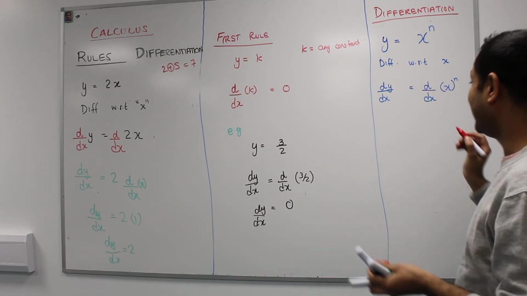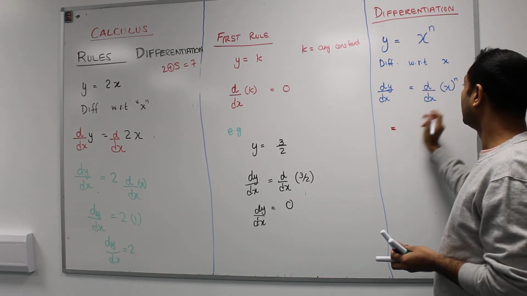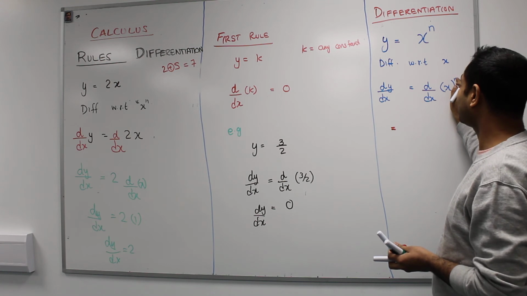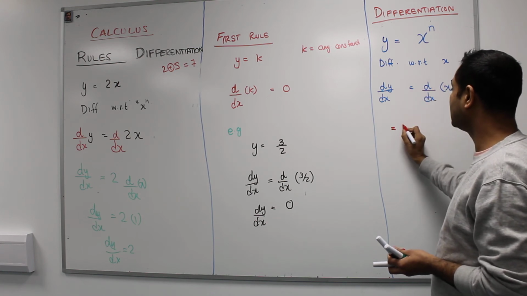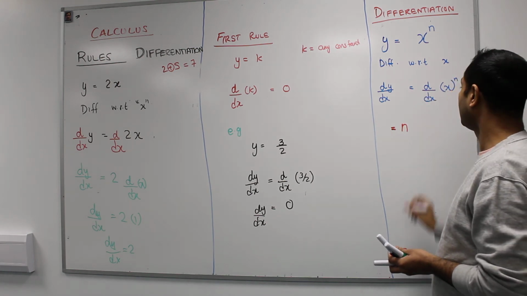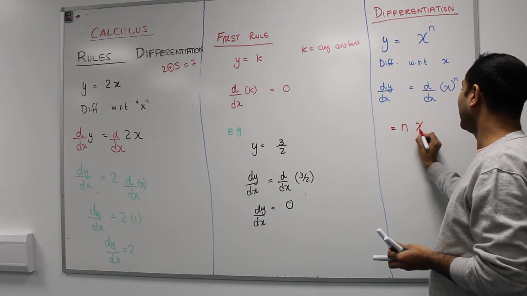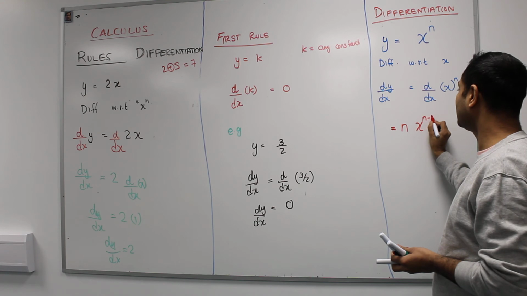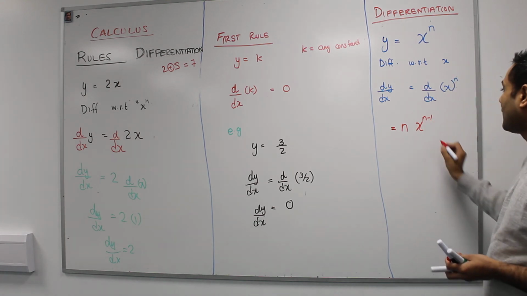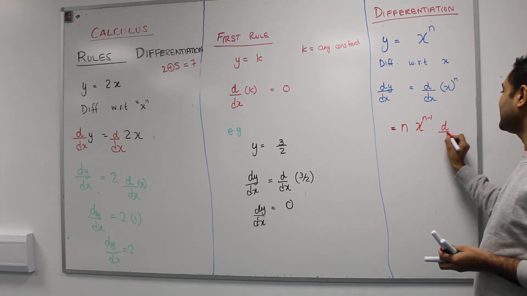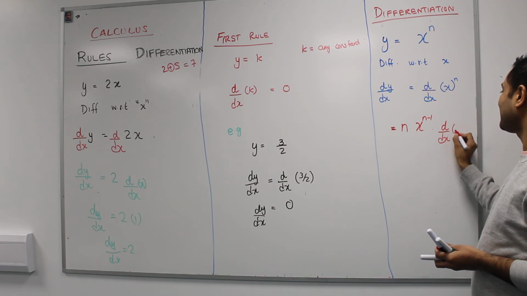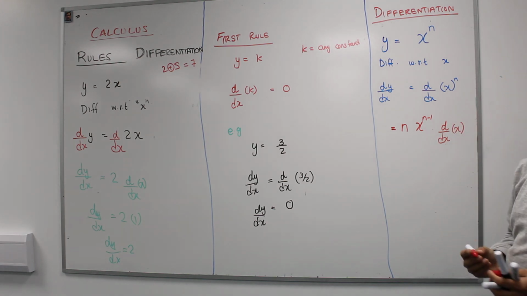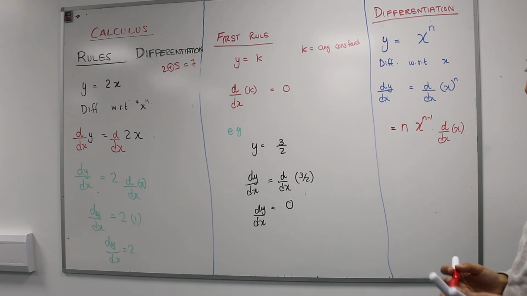The rule states the n comes out, then you write the x, whatever this is, with the power subtract 1, and then you differentiate the x. This is the rule.